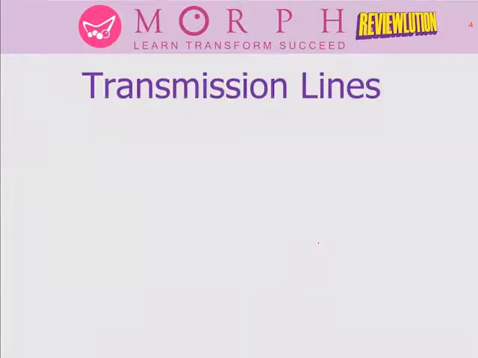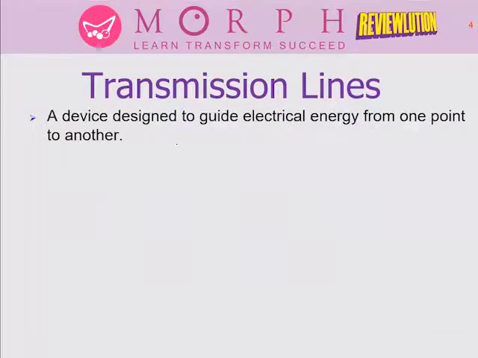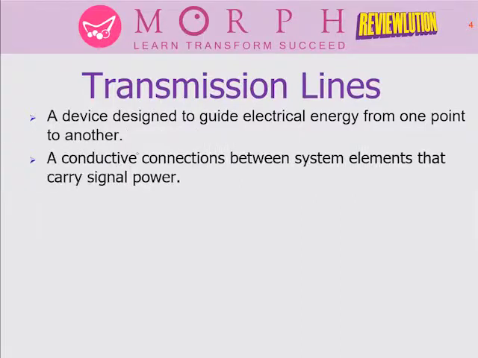Okay, so let's define what is a transmission line. So this is a device designed to guide electrical energy from one point to another, and it is a conductive connection between system elements that carry signal. Now, when you deal with transmission lines, we could trace back from the introduction to electronics communications natin that in a communication system, there must be a transmitter, and there must be a receiver, and there must be a medium. So we can actually choose a medium that is, let's say, free space using antenna, or we could directly connect it with a line. So this is now your transmission line.